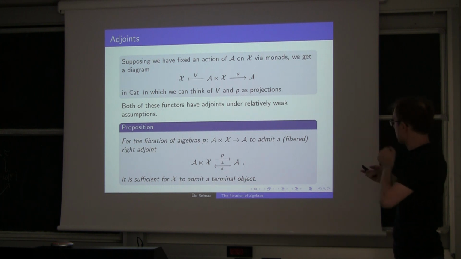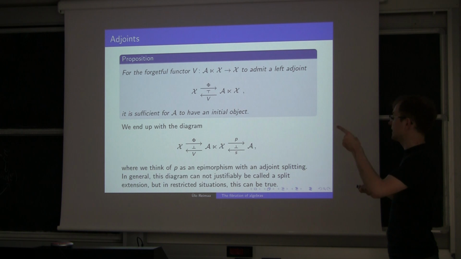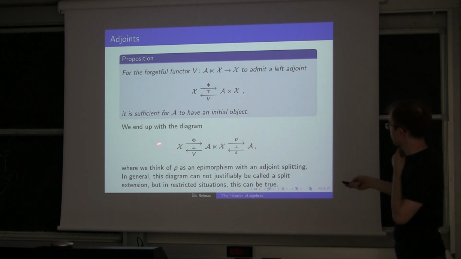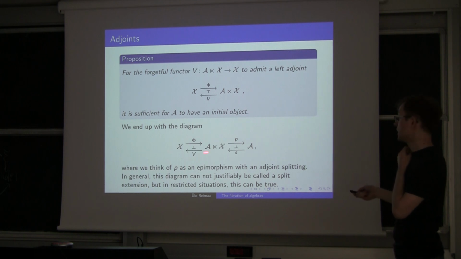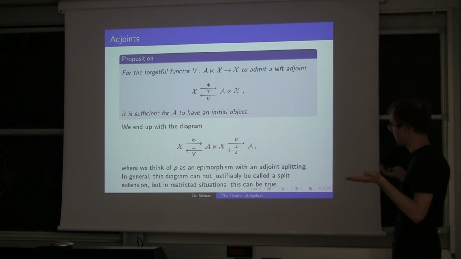But V also has an adjoint as long as A has an initial object. Well, so we can now have this diagram of two adjoints, and you can see that now both X and A somehow map into this semidirect product. So this construction is looking more and more like a semidirect product.